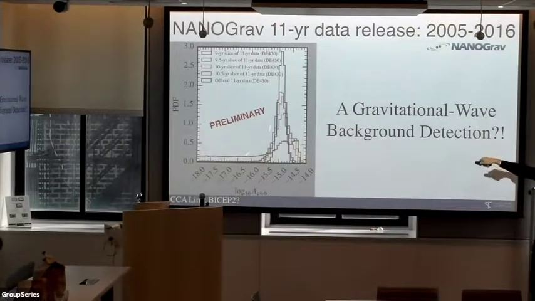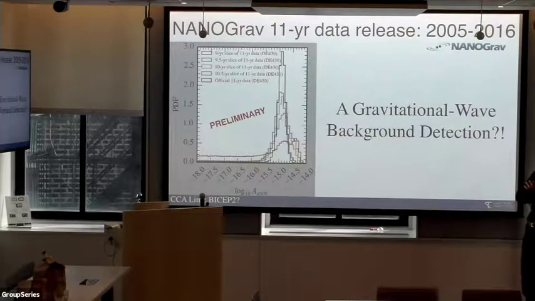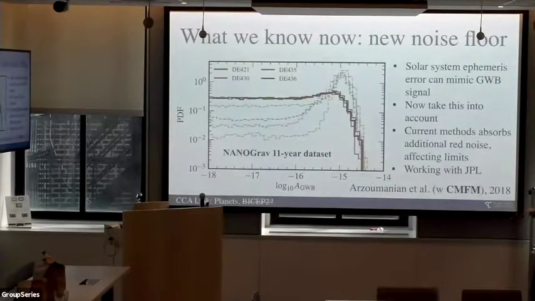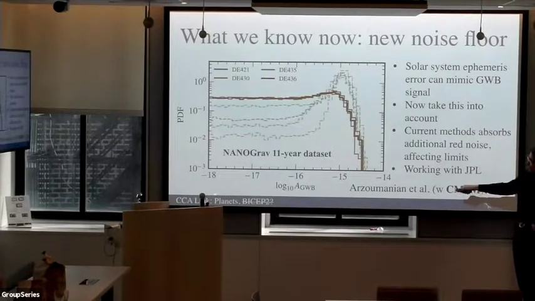This is a picture of the PDF of the 11-year data, and you can see we had a loud signal at 10 to the minus 15, where it should be, right? So this is very exciting. We even decomposed the data set into 6-month slices and watched the signal build up over time. It looks great. Then we changed the solar system ephemeris model and found that the signal disappeared, right? So now the link is not BICEP2, but planets.